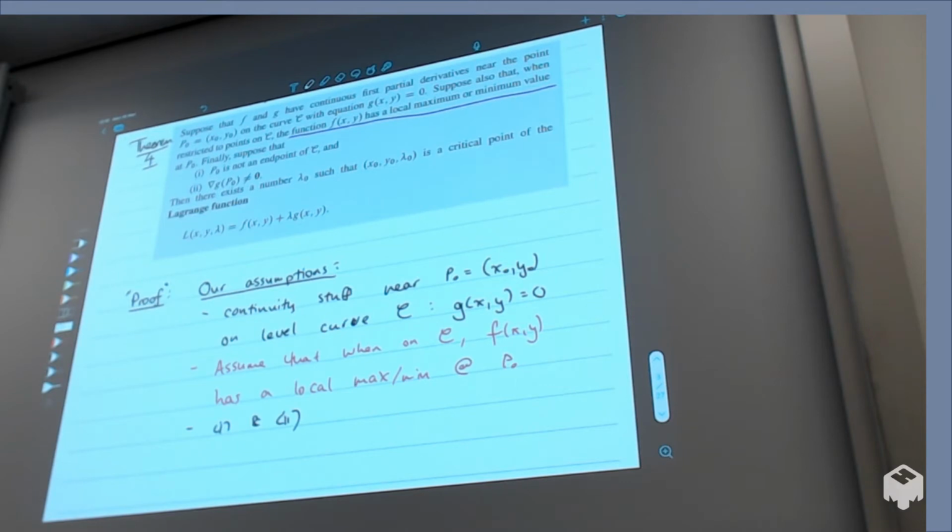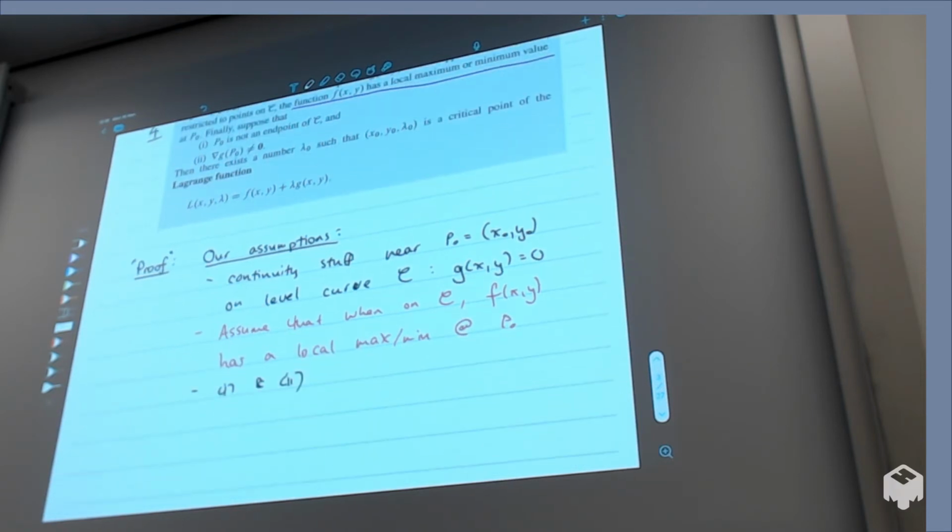I'm not going to rewrite them again. We're assuming that p naught, this point that we're looking at, isn't an endpoint, and also that the gradient of our constraint function at that point is not 0. What can we deduce about this? These are just what we need to keep in mind as we work through our proof. Well, what did these bits tell us?